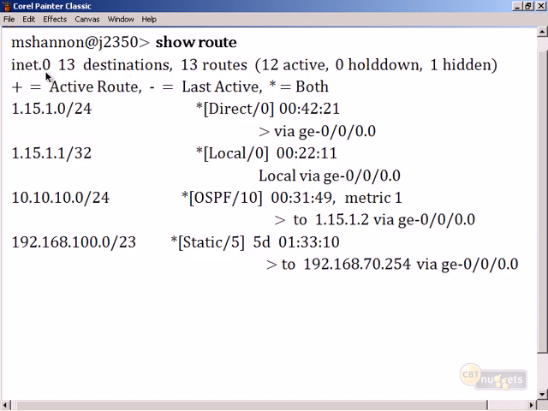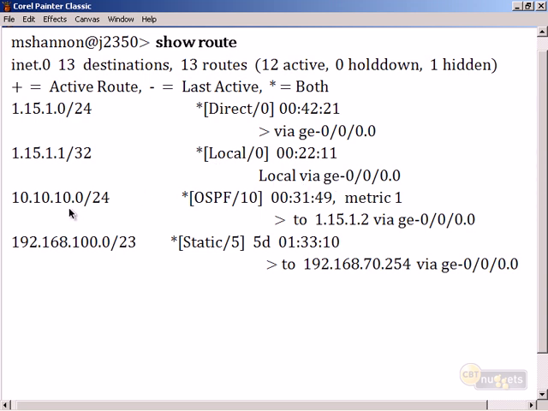Okay, here's a portion of the routing table. This is the inet.0 table, so it's the IPv4 routing table. We can see there are 4 prefixes that have been learned here. So this routing table knows about 4 prefixes. You can see these little asterisks here are telling us that all the routes are active. 1.15.1.0 is a directly connected network on interface ge-0/0/0, or gig E000. Gig E000 has an IP address of 1.15.1.1.